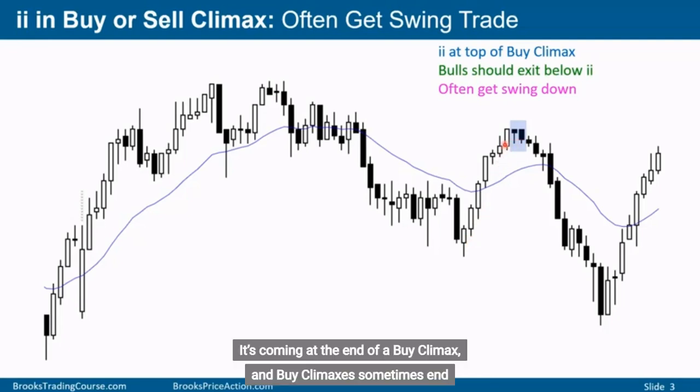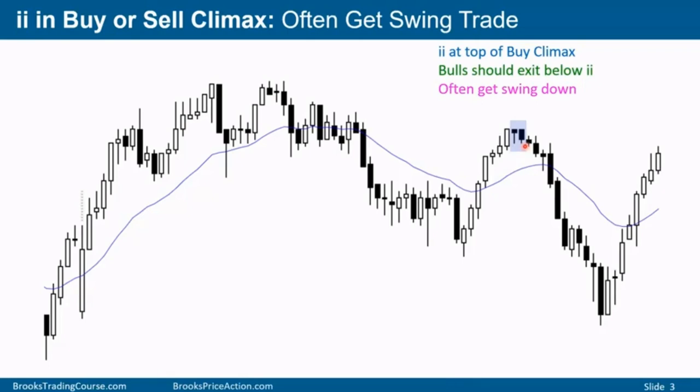It's coming at the end of a buy climax, and buy climaxes sometimes end with II patterns or OOs or IOIs, but of those three, most often, if you're going to get a reversal in a buy climax, it'll be from an II. If you're looking to sell, you want the second bar to be a bear bar, and you prefer it to close near the low of the bar, at least in the lower third. If you're long, you get out below that bear bar. And if you're willing to take the swing down, it's a reasonable sell below the low of that bar.